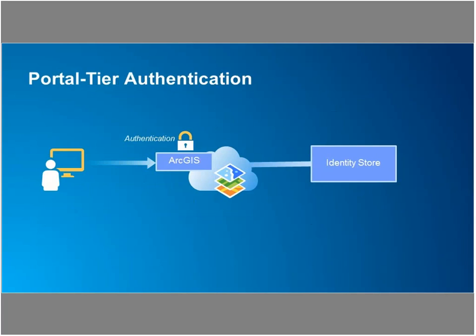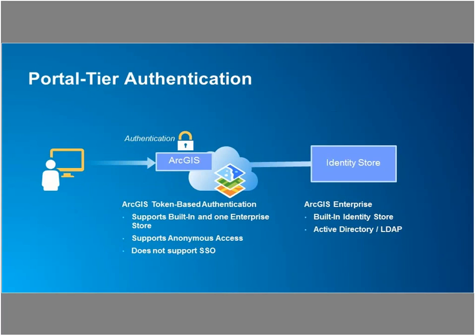Portal tier authentication, also referred to as ArcGIS token-based authentication, uses the built-in ArcGIS token service to authenticate users and generate a token. It can be used with either the built-in identity store or an enterprise identity store. This means all authentication requests are either processed by Portal or Portal delegates that request to the configured enterprise identity store. In fact, with Portal tier authentication, Portal can be configured to support both identity stores at the same time. In this scenario, both types of users will use the same sign-in page.